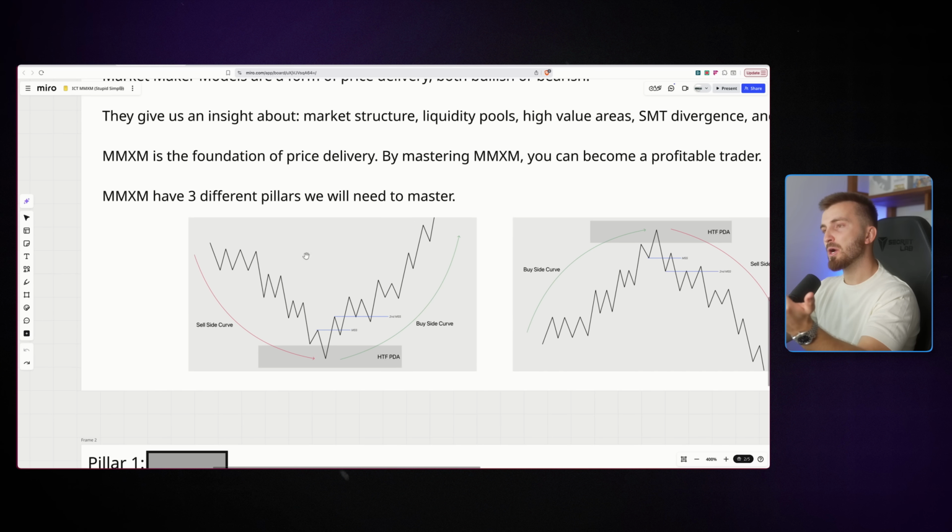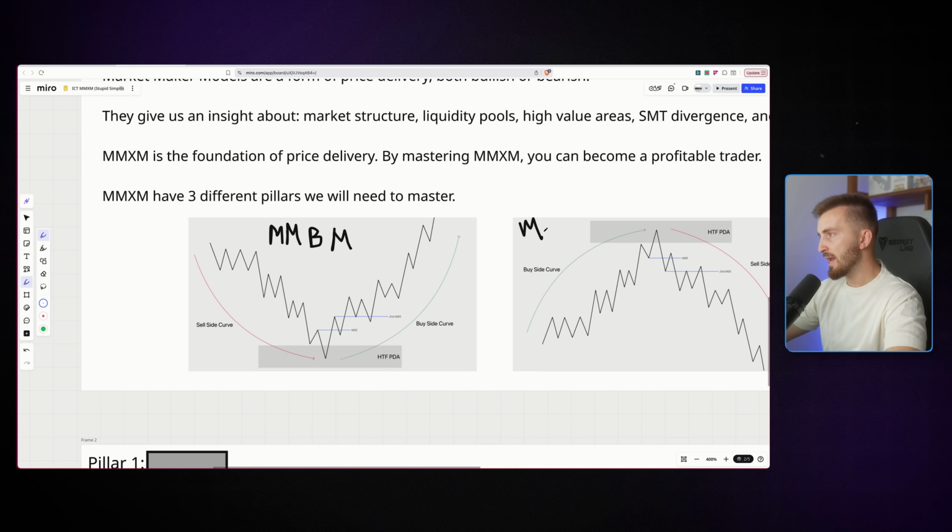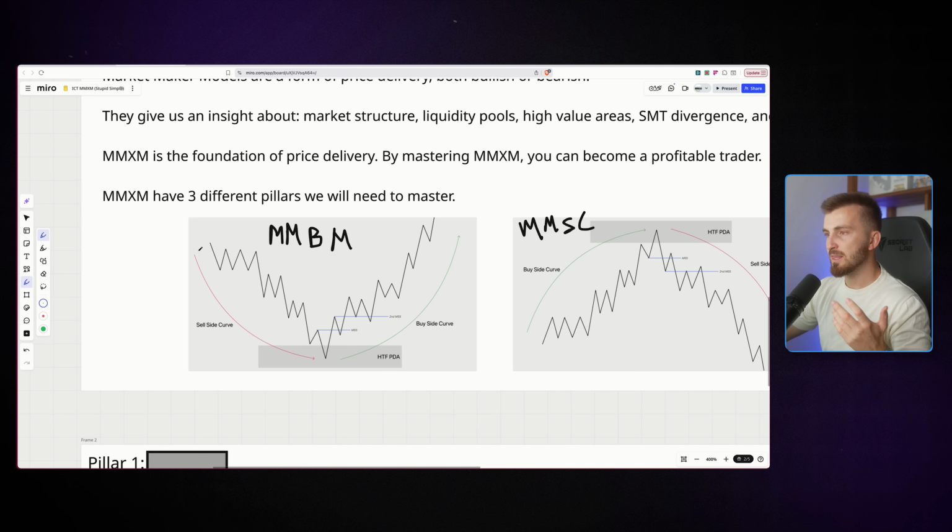Now, this is what market maker models look like. So we have the market maker buy model. So basically the X simply stands for the buy or the sell. So market maker buy model, and here we have a market maker sell model. Now, the market maker buy model and a market maker sell model simply explain that there's going to be a sell side of the curve and a buy side of the curve.